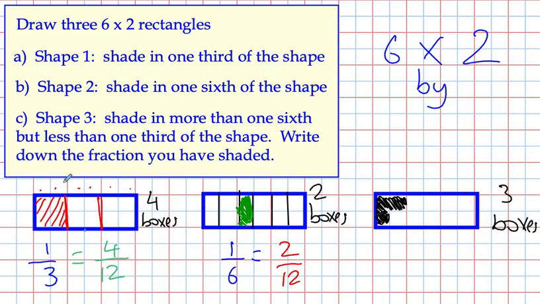It says write down the fraction you have shaded. I've shaded in 3 out of 12. Okay, now you might know we could write 3/12 in a different way, but at the moment I'm just going to leave it as 3/12 is shaded. Okay, so that's the kind of thing I would like you to do.